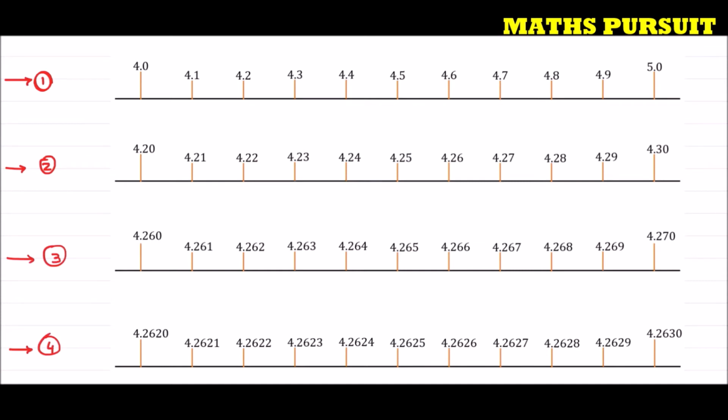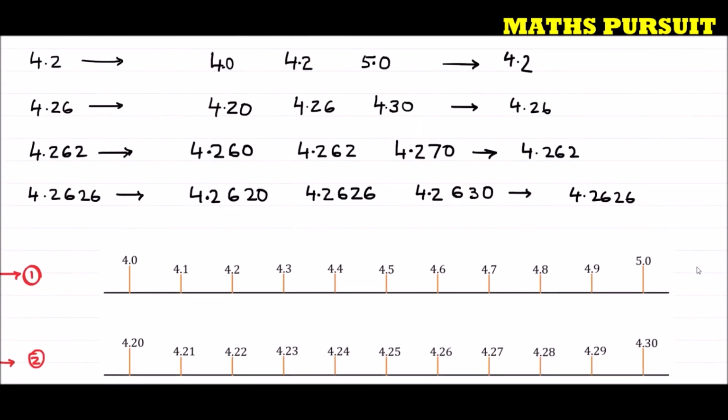If you remember, in our first number line we are going to show 4.2. Now if you look here, 4.2 is here and it falls in between 4.0 and 5.0. Initially what we did here, we tried to find out 4.2 which falls in between 4.0 and 5.0. So this is what we showed here. 4.2 comes in between 4.0 and 5.0.